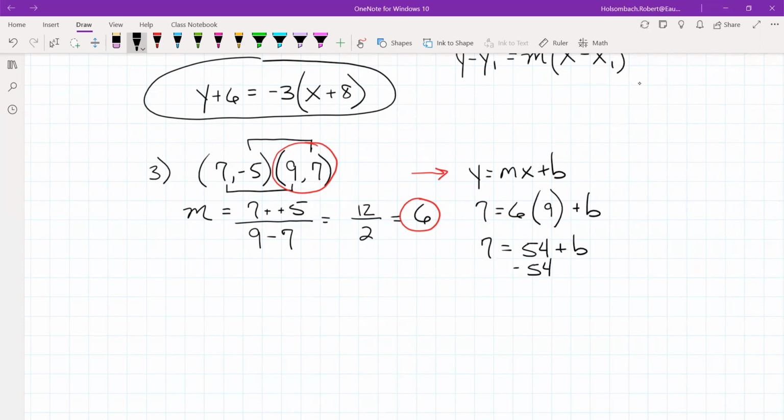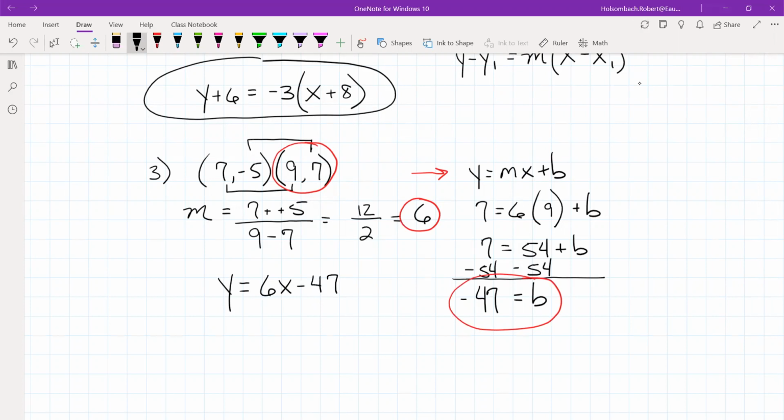Subtract 54 from each side. -47 equals b. So now we've got a b, and we've got this m. So we do the same thing we did on number 1. y is equal to m, which is 6, times x, and then our b is minus 47. There's your equation in slope-intercept form.